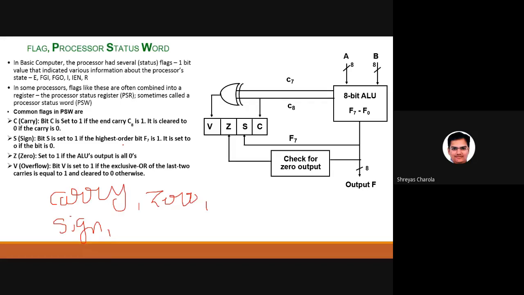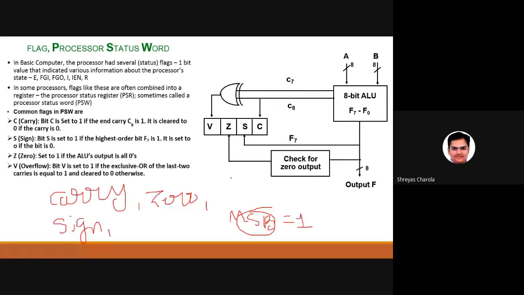Higher order bits, that means which bit you are talking about? The last, the MSB bit. Okay, if the MSB bit is 1, it indicates the number is negative in sign magnitude. If it is 0, it will be a positive number. Okay.